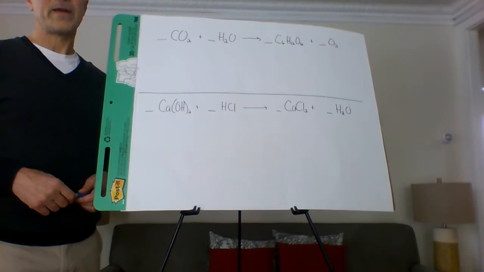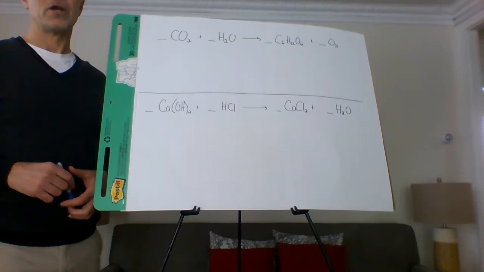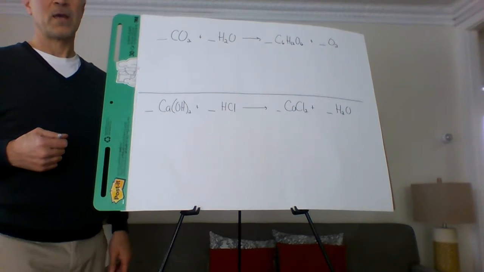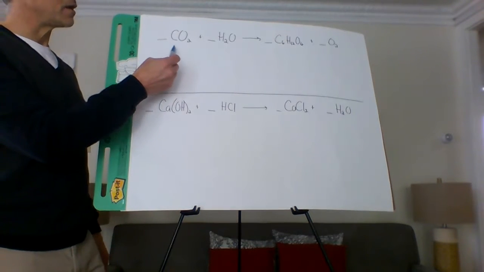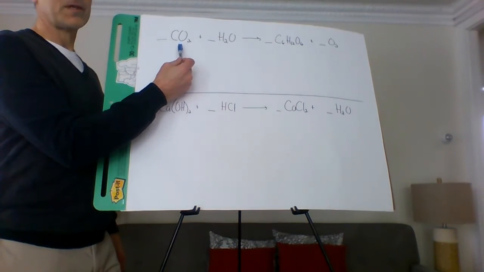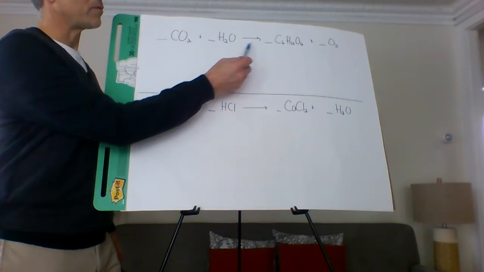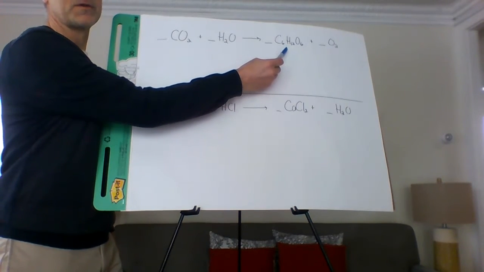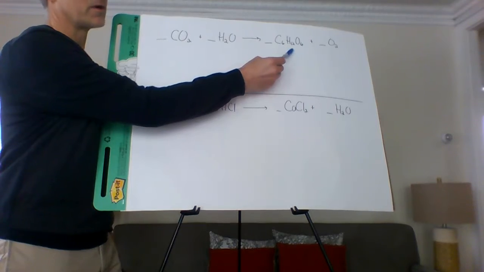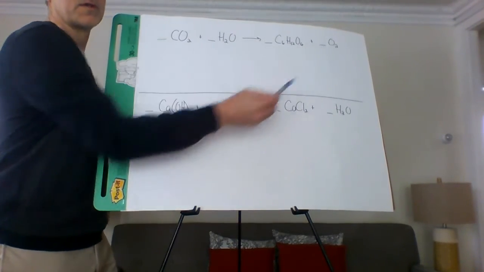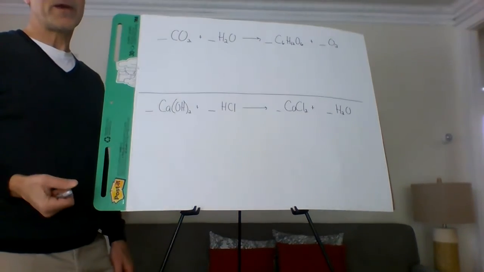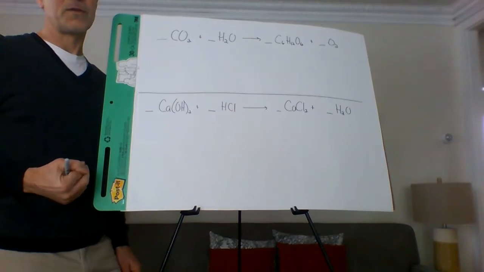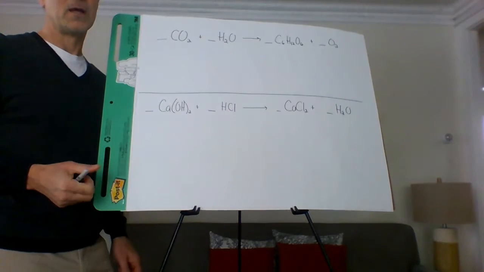So we're going to start applying the law of conservation of matter to chemical equations. And I have a chemical equation here which says CO2 plus H2O produces C6H12O6, otherwise known as glucose, plus O2, which is oxygen gas. You may recognize this as photosynthesis, what plants do.